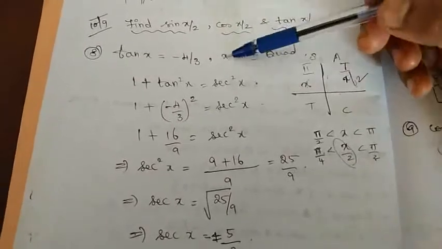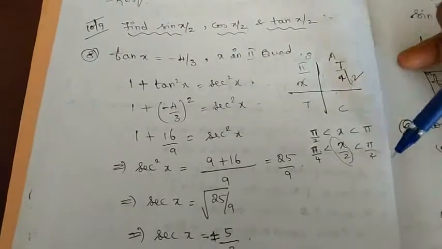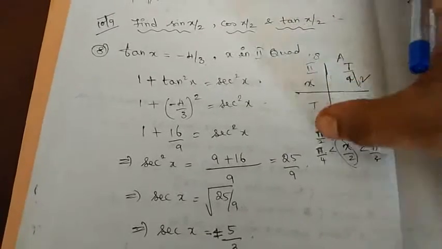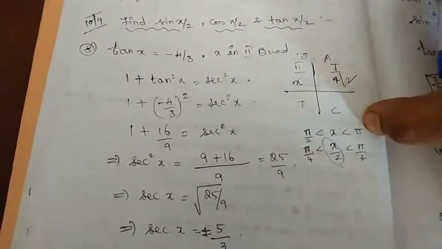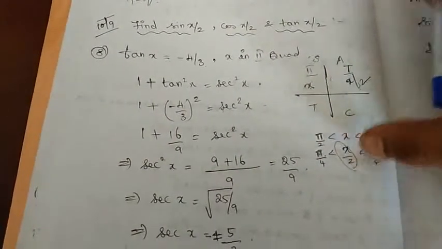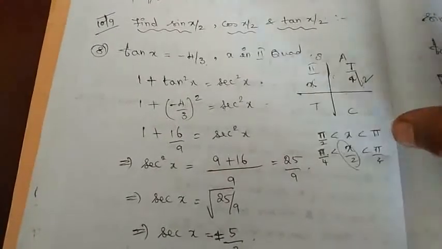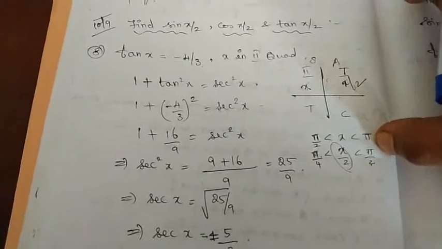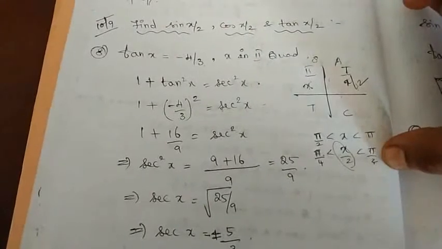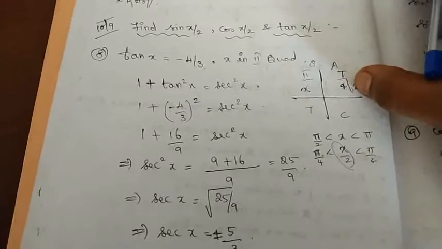Alright, now it is given x is in the second quadrant. When they ask you to find x by 2, first you have to identify where x by 2 lies. Now x is in the second quadrant, which means pi by 2 is less than x, which is less than pi. So you have to divide throughout by 2. This becomes pi by 4 less than x by 2 less than pi by 2. So x by 2 lies between pi by 4 and pi by 2. Pi by 4 means 45 degrees, pi by 2 is 90 degrees. So it lies between 45 and 90, which is nothing but your first quadrant.